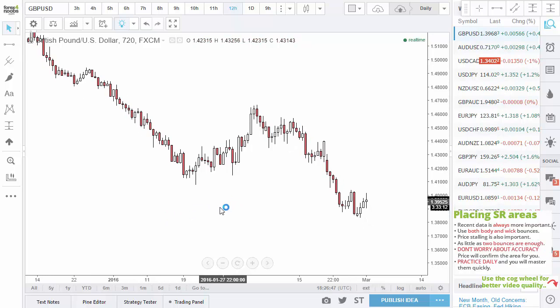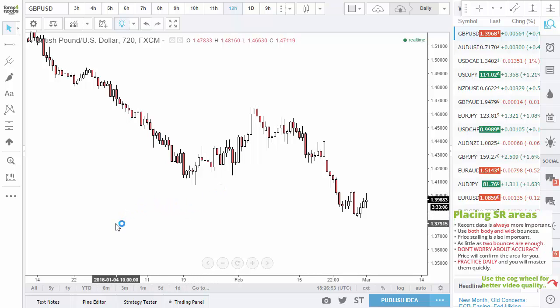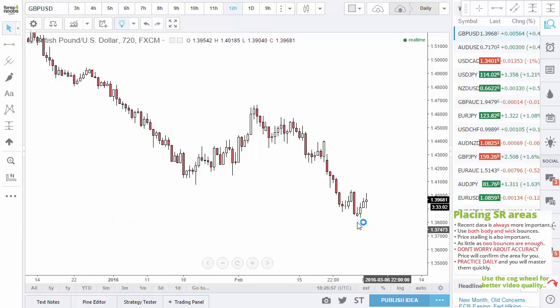As little as 2 bounces are needed to place support resistance areas. Sometimes these days I place my support resistance areas with just 1 bounce. I know that sounds scary, but I'll describe that more as I place these support resistance areas. So yeah, let's get started with placing support resistance areas.